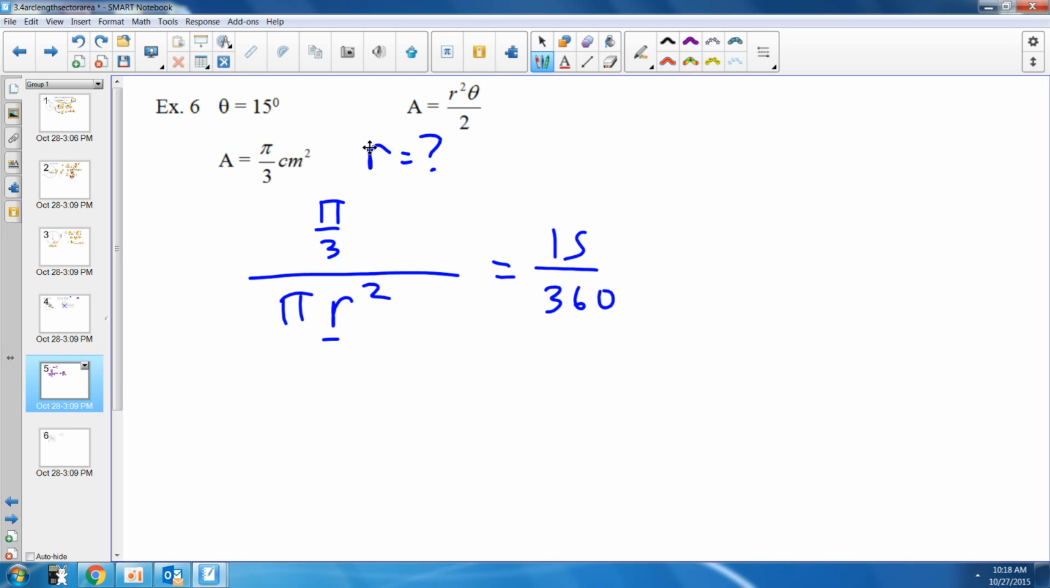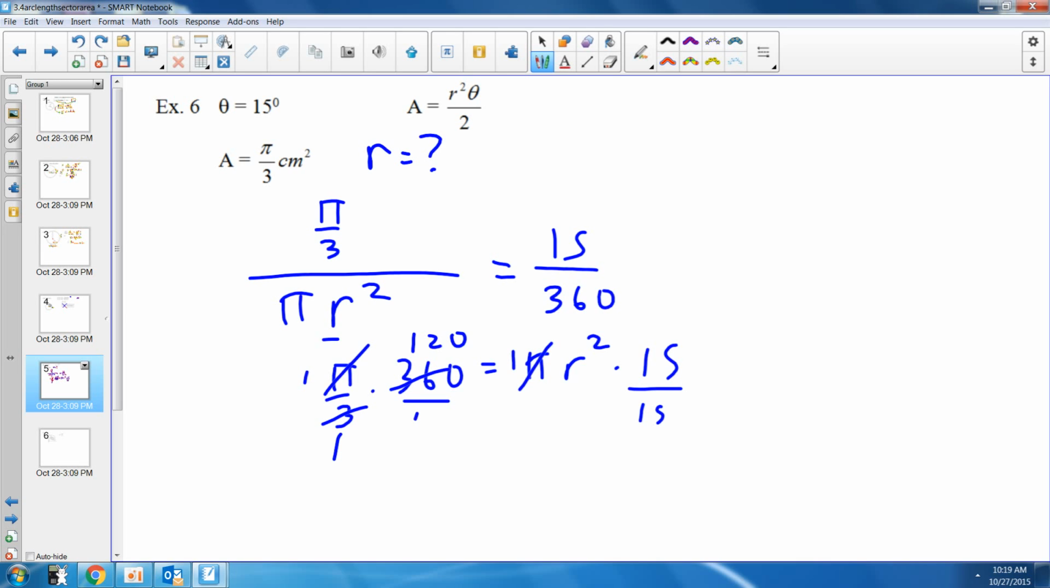To solve for my r, I can cross multiply and solve for it, so this becomes pi over 3 times 360 equals pi r squared times 15. Then I can simplify this by having 3 go into 360. I can divide both sides by pi. And then I want to divide both sides by 15. And you're going to see that r squared is equal to 8.